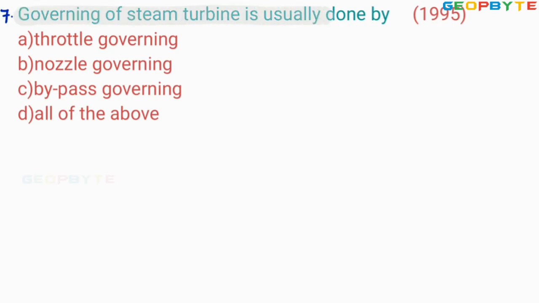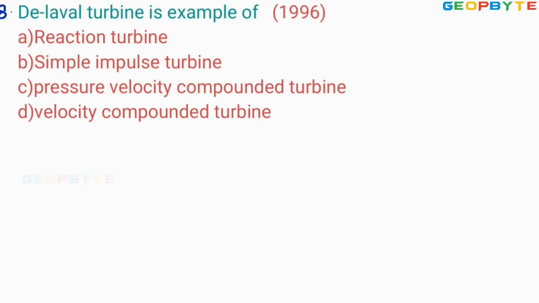Governing of steam turbine is usually done by option A, throttle governing, absolutely correct. Option B, nozzle governing, also correct. Option C, bypass governing, is also correct. Option D, all of the above. Anyhow, these three governing mechanisms are preferably used for thermoelectric power plant. Let us go for the next problem. Look at the eighth problem.